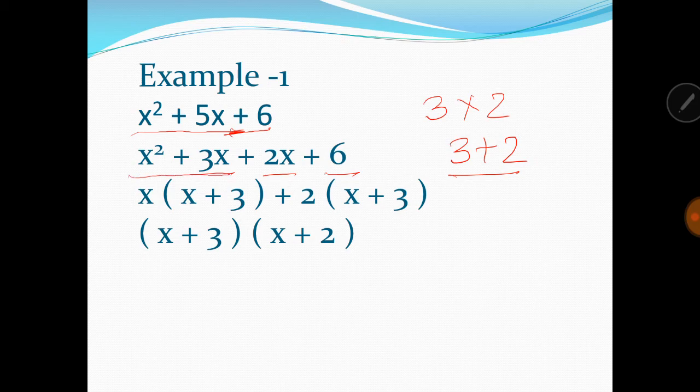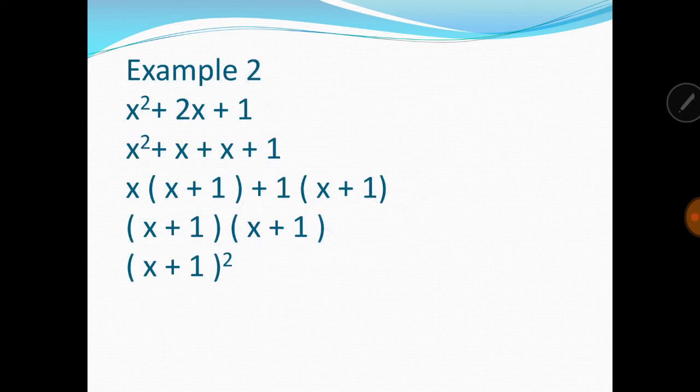Now from the first two terms, x is common. So when you take x common, you have x here and 3 here. From the second term, you have 2 common. So when you take 2 common, you have x left here and 3 left here. Now you have x plus 3 common. So when you take x plus 3 common, you are left with x plus 2 in the second bracket. So this is the factor of x squared plus 5x plus 6.